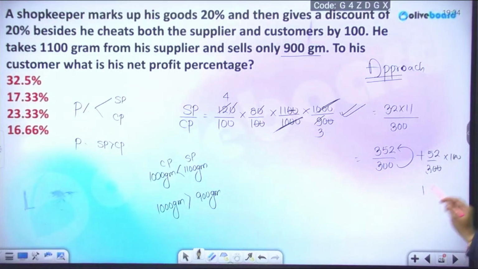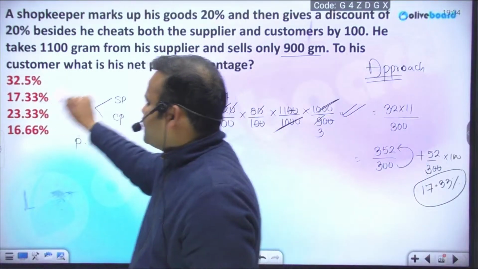This is 3 times of 1 is 3. What is being carried forward? Carry forward is 22. 3 times of 7. This is 17 point something, 17.33%. I made a mistake here, everything else is fine.